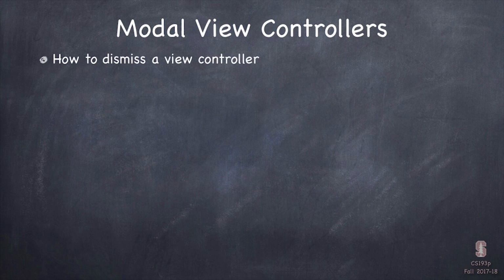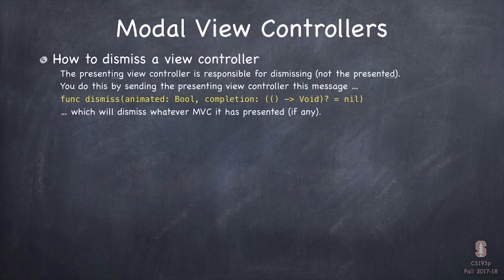Kind of want to think of the same thing here. So that thing you present can't really talk back to the thing that presented it. Really, the thing that presented it needs to talk to it. And we have a mechanism for doing that. It's called an unwind segue, which I'm going to talk about at the end of today's lecture. And that's really how we would communicate things back and still keep MVC intact there.